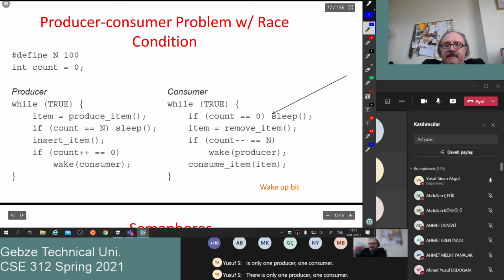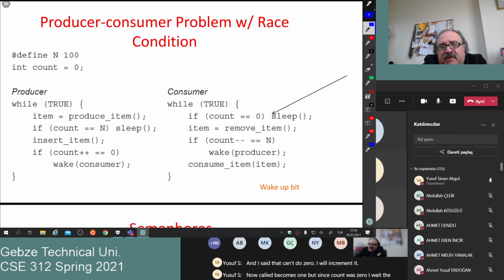The point is here. If count is 0, I am going to sleep, right? If count is 0, before I sleep, let's say an interrupt occurred, and the scheduler said that the producer is going to run. Producer runs, it produces an item. Count is 0, I don't sleep. I insert the item, and since count is 0, I will increment it. Now count becomes 1. But since count was 0, I wake the consumer.